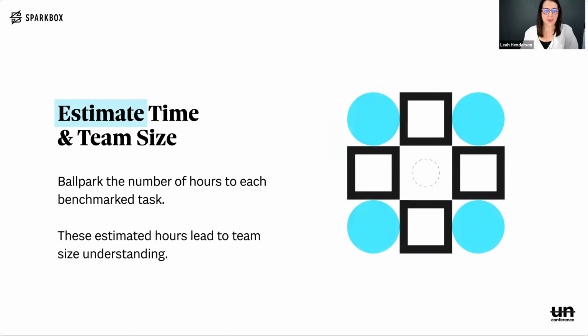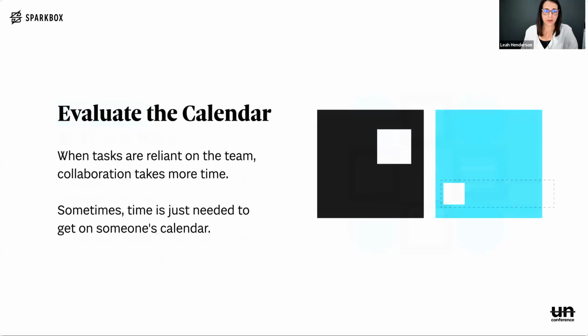So now we need to consider the overall time needed to be successful and the team size to complete the required tasks. The team should ballpark the number of hours they feel is needed to meet each of the benchmarks you've established. These hours help us understand just how large the team will need to be to complete the task in the allotted time. Which brings us to considering the actual calendar time. When tasks are reliant on collaboration with another team, a user, or additional stakeholders, these tasks will increase the amount of time on the calendar needed, because many times it just takes a minute to get on someone's calendar.